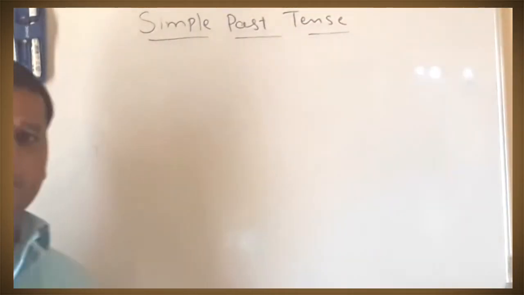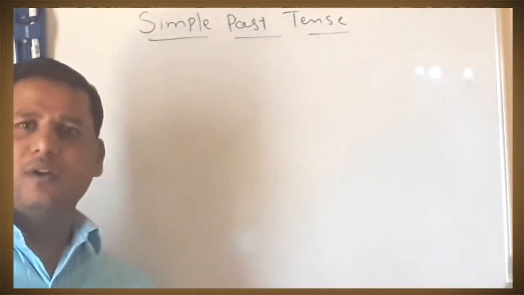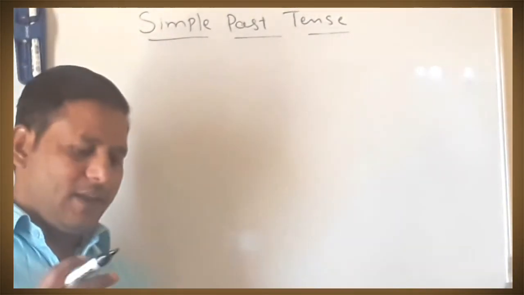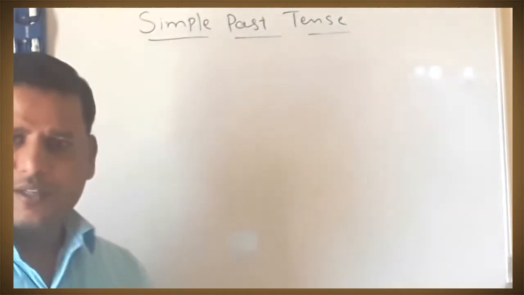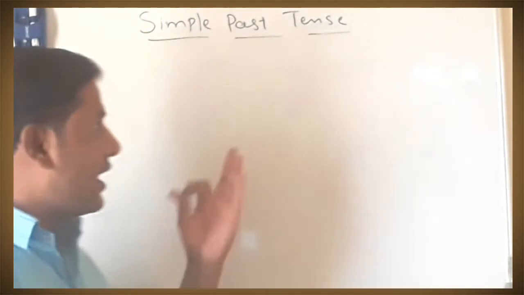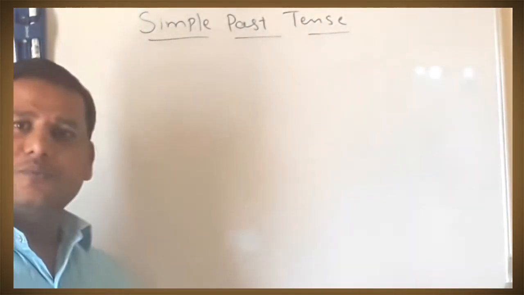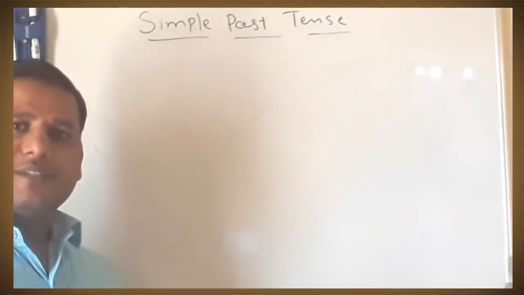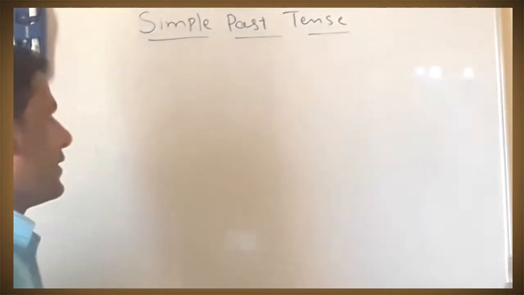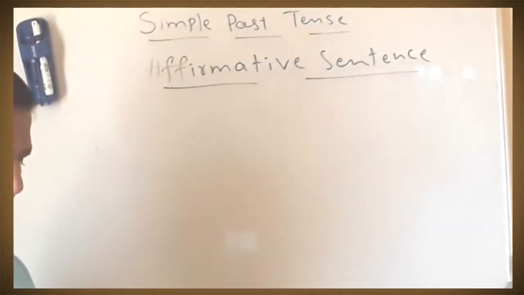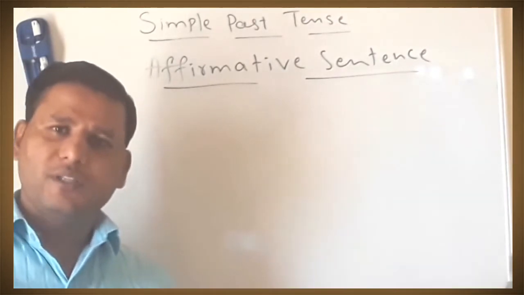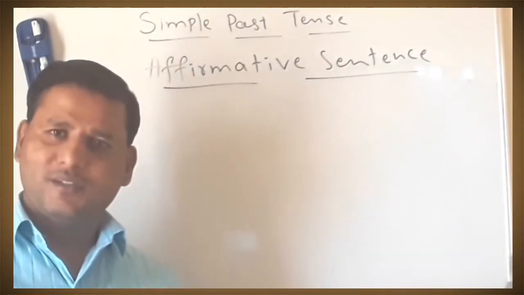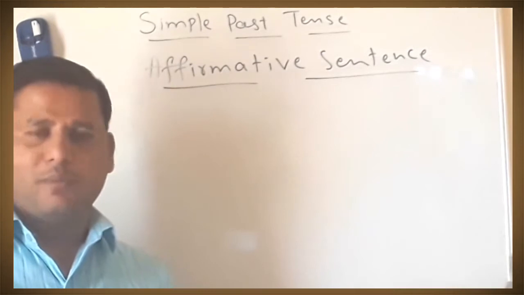Before writing the example, we have to follow for all tenses the sentence types: affirmative sentence, negative sentence, interrogative sentence and negative interrogative sentence. Now let's begin the class with simple past tense and the affirmative sentence. In an affirmative sentence the formula begins with the subject, later there will be the verb and object.